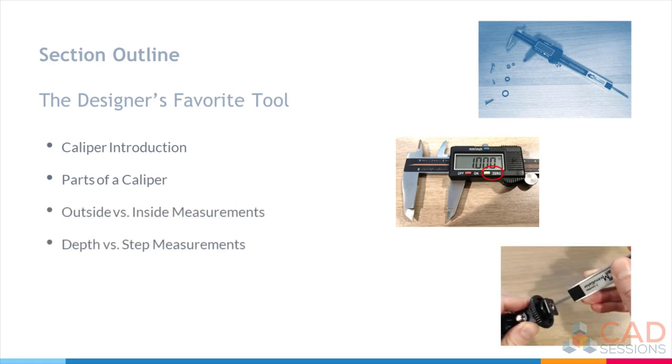And then in the last two lessons in this section, we're going to actually learn how to do the different types of measurements. First, we'll talk about outside versus inside measurements. So we'll introduce, compare, and demonstrate using the caliper for their most common application, which is outside and inside measurements. Then in the last lesson, depth versus step measurements, we cover the two lesser known but also very useful applications of the caliper.